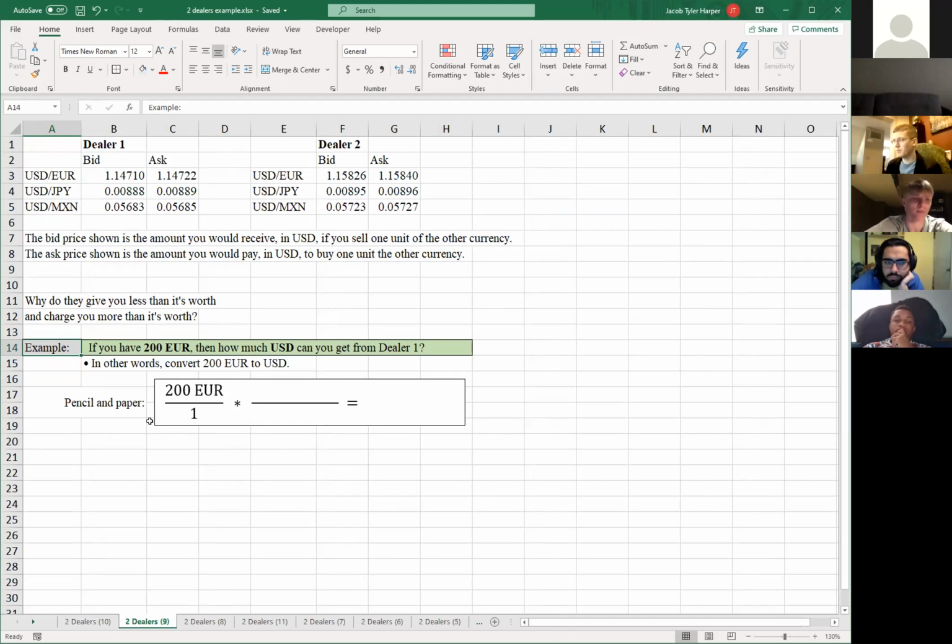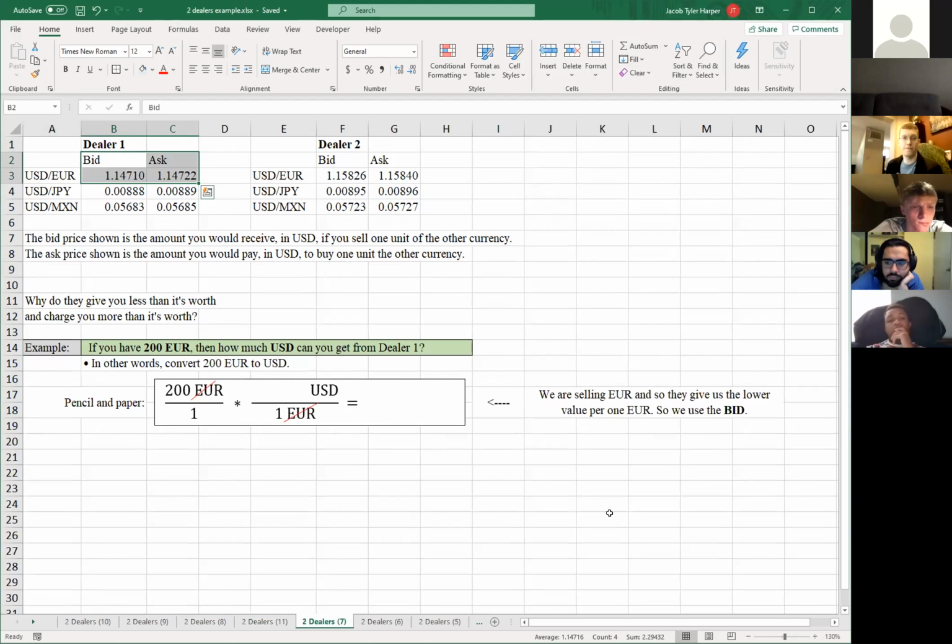So if we're doing pencil and paper, I write what I got, 200 euros over 1. I multiply it by this blank fraction. And first thing I do is try to figure out what units have to go on bottom. Well, if euros are on top of the first one, I need euros on the bottom of the second one for the cancellation. Now, if I look at my exchange rate, whichever one I use, it doesn't matter. They're both per 1 euro. So I know a 1 goes on the bottom. Now that I'm at this step, that forces me to pick USD on top.